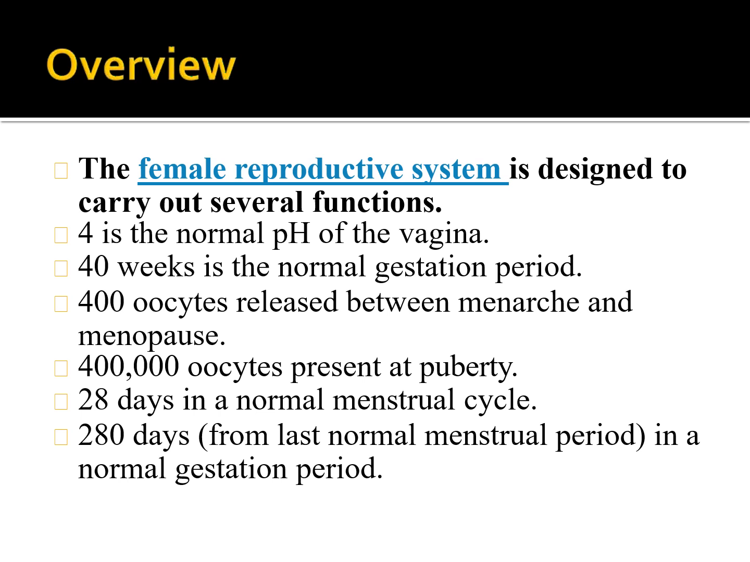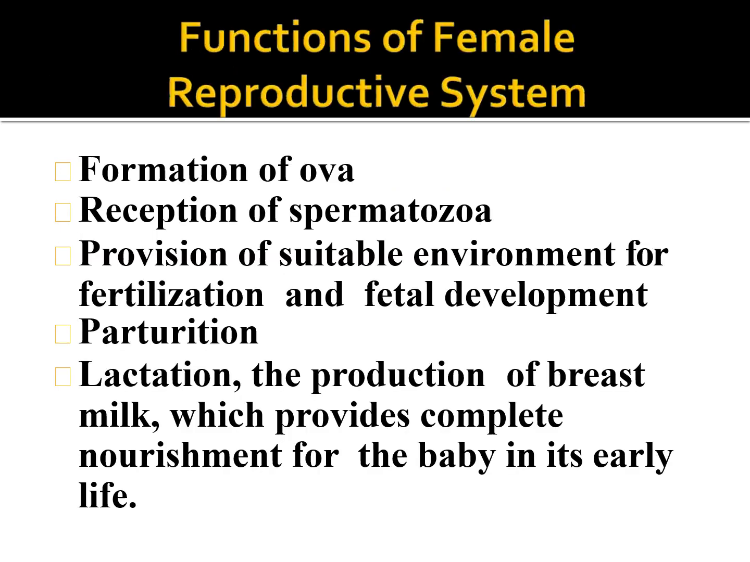And it supports and maintains the normal 28-day menstrual cycle, and the 280 days of a normal pregnancy period, during which females do not get menstruation. So all these processes, the female reproductive system is maintaining and carrying out beautifully. Now let us see the important functions of the female reproductive system.